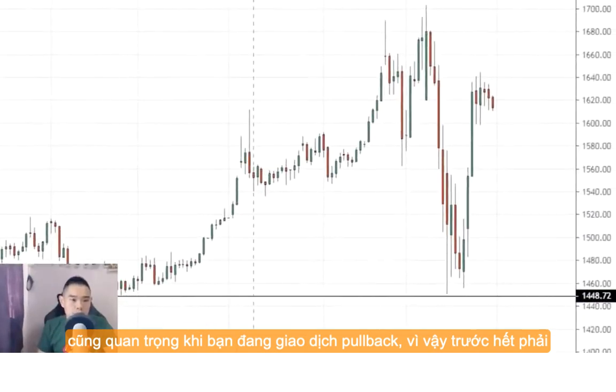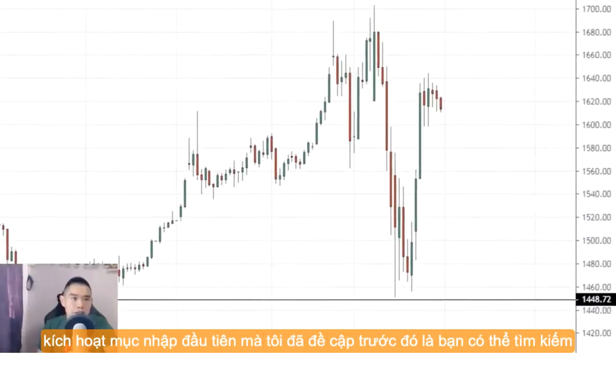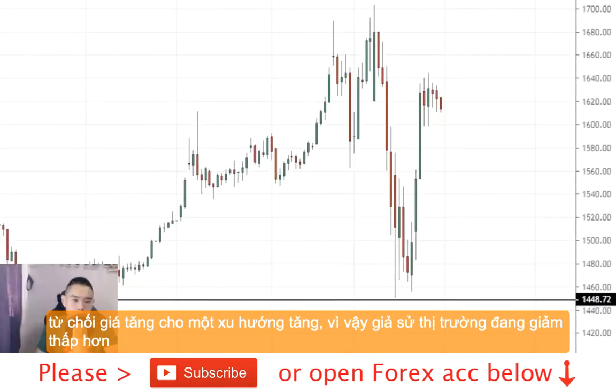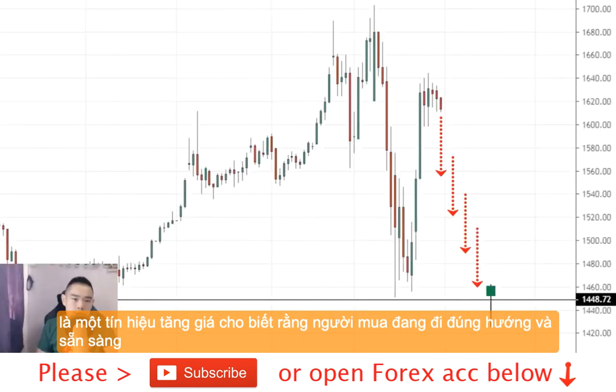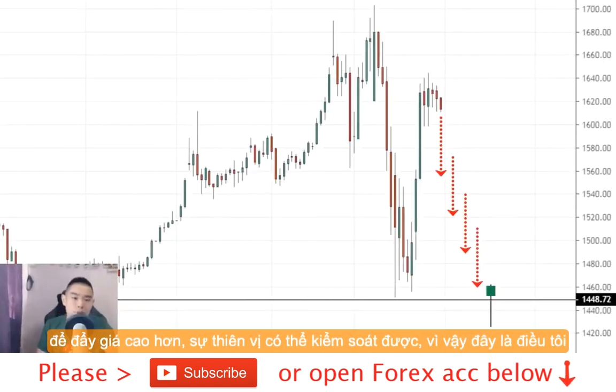So first and foremost, the first entry trigger that I mentioned earlier is that you can look for a bullish price rejection for an uptrend. So let's say the market hits down lower, lower, lower, lower, and then it forms something like a hammer over here. This is a bullish signal, right? It's telling you that the buyers are stepping in and willing to push the price higher. The buyers are possibly in control.